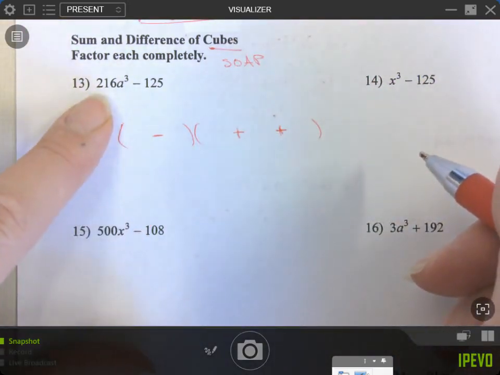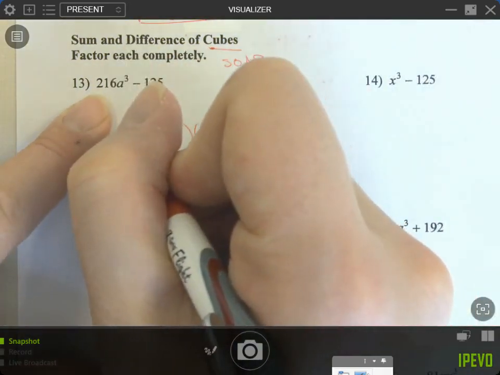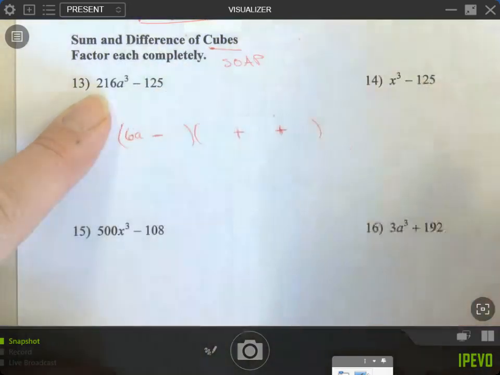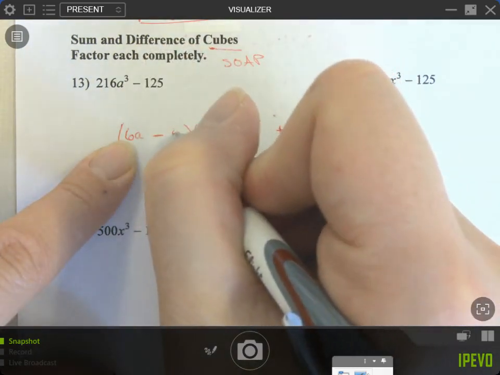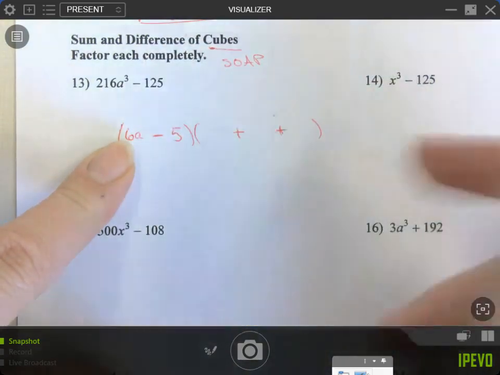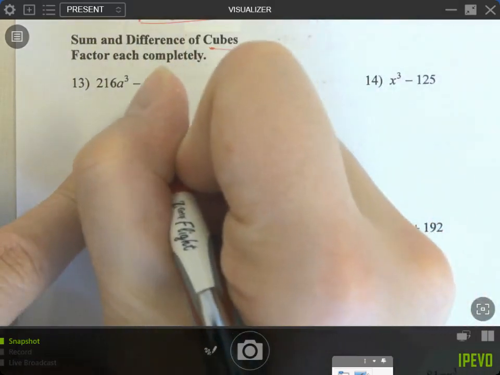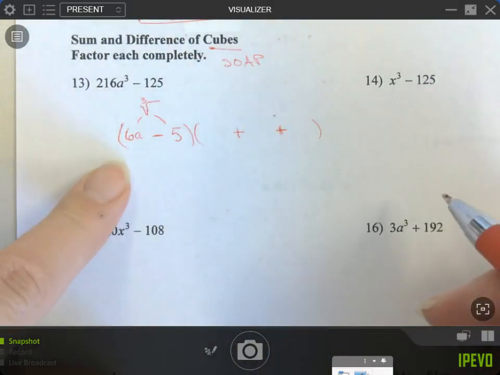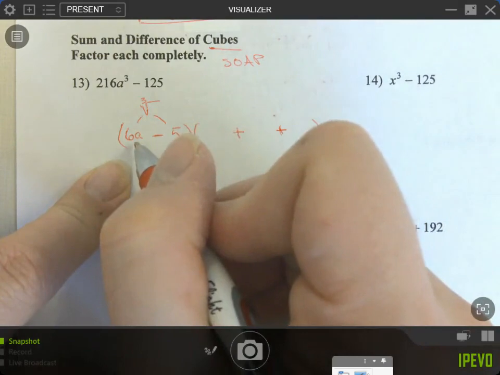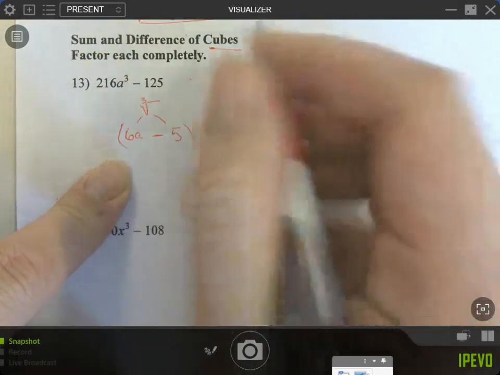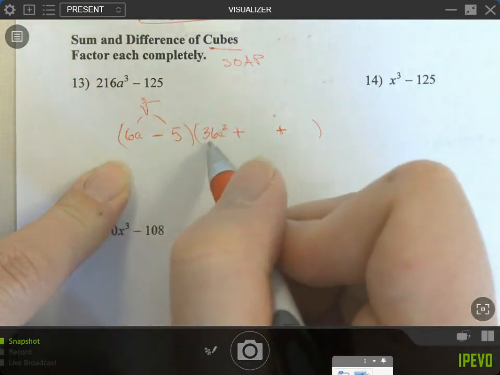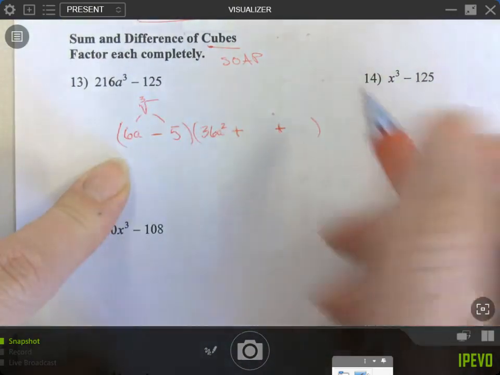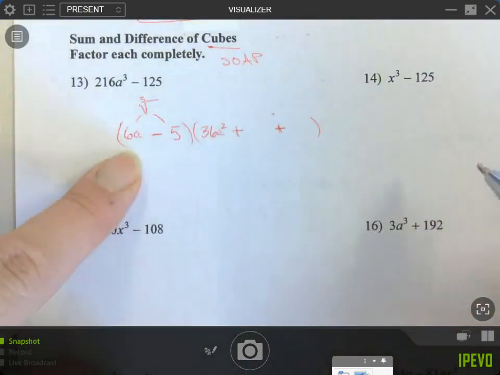I'm going to take the cube root of 216, which we know is 6, and the cube root of a to the third. So 6a is the cube root. The cube root of 125 is 5. So the cube roots are what drop down here. And then I'm going to build them up. I'm going to square this. So 6a squared is 36a squared. 6 times 36 gives me back my 216. A times a squared gives me back my a to the third.